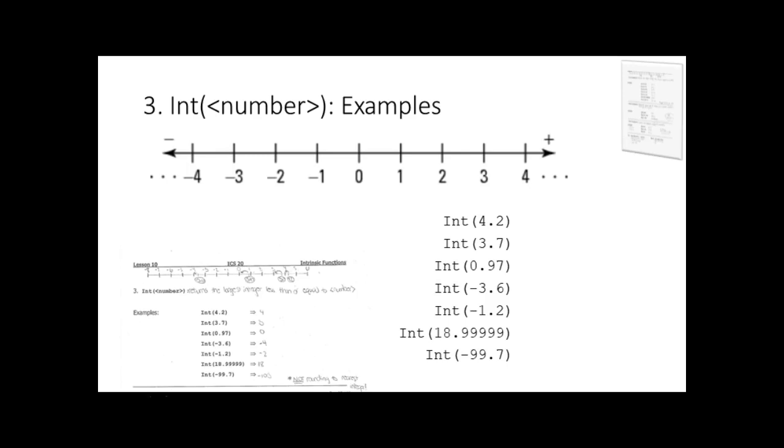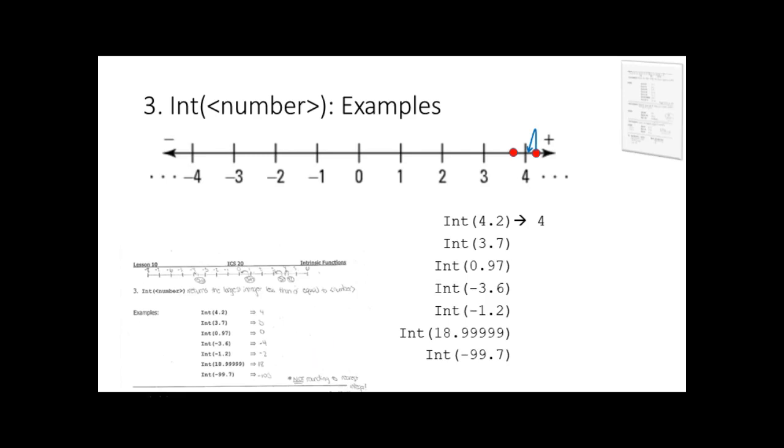Perfect. I've got a number line here at the top. The examples on the side. We are going to go through the examples. Our first one, 4.2. You'll notice the circle that appeared on the number line. That represents 4.2. When we apply the function int to it, we end up with the value 4. Notice how it goes back to the next smallest integer.